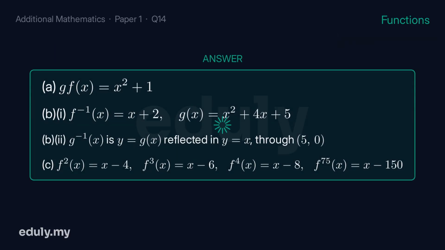Here are the final answers. Part A, gf of x is x squared plus 1. Part B1, f inverse is x plus 2 and g of x is x squared plus 4x plus 5. Part B2, g inverse is g reflected in y equals x passing through 5, 0. Part C, f squared is x minus 4, f cubed is x minus 6, f to the fourth is x minus 8, and the pattern gives f to the 75th as x minus 150.